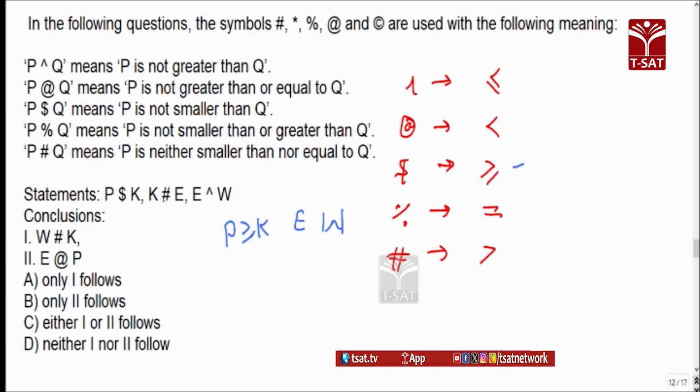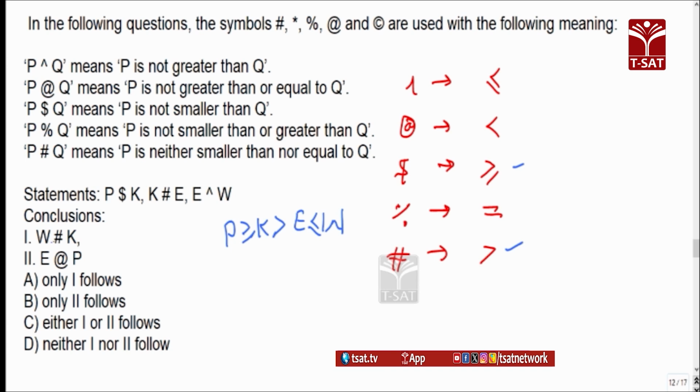Now, K and E, that is the hash symbol. So, hash indicates the greater symbol. So, K is greater than E. Now, E and W. So, the symbol is this cap symbol, obviously between E and W. So, E is less than or equal to W.